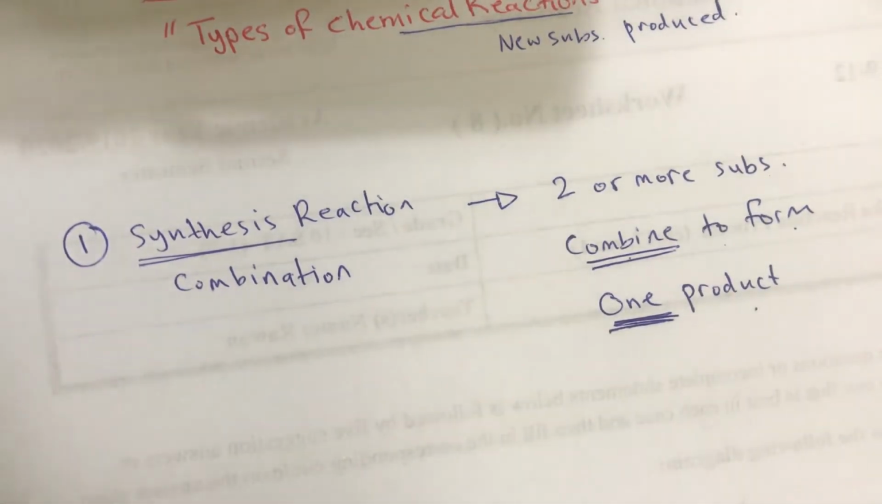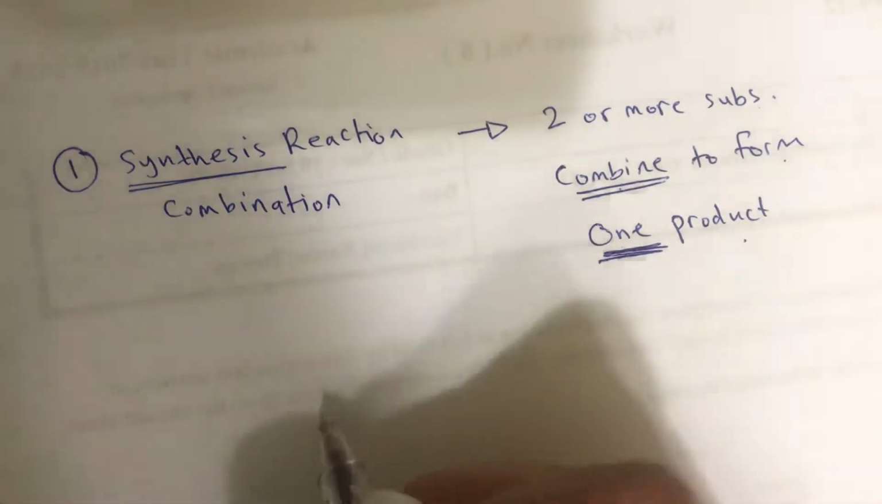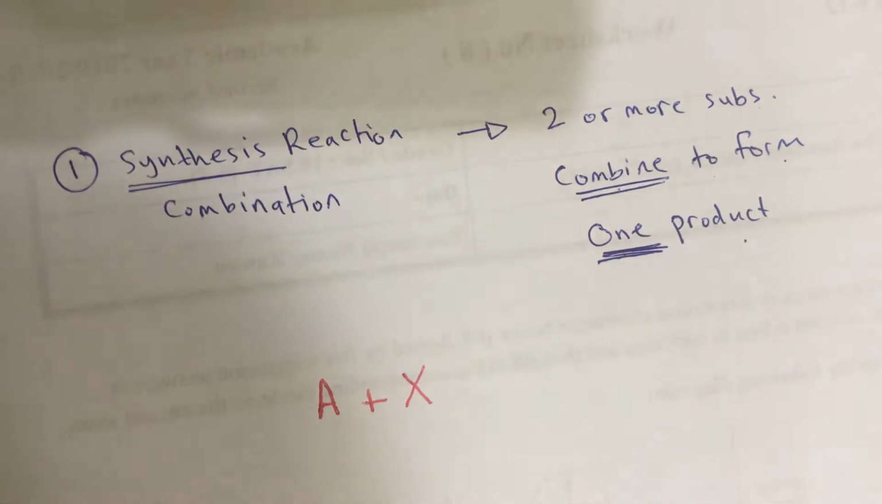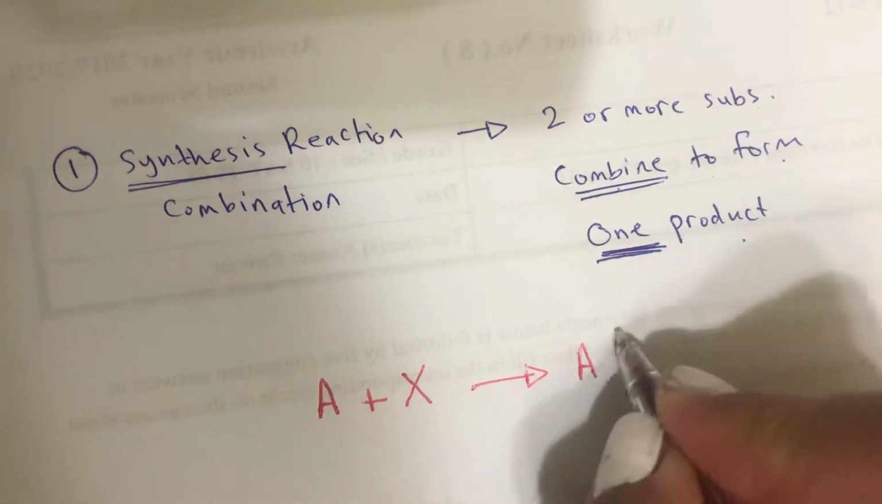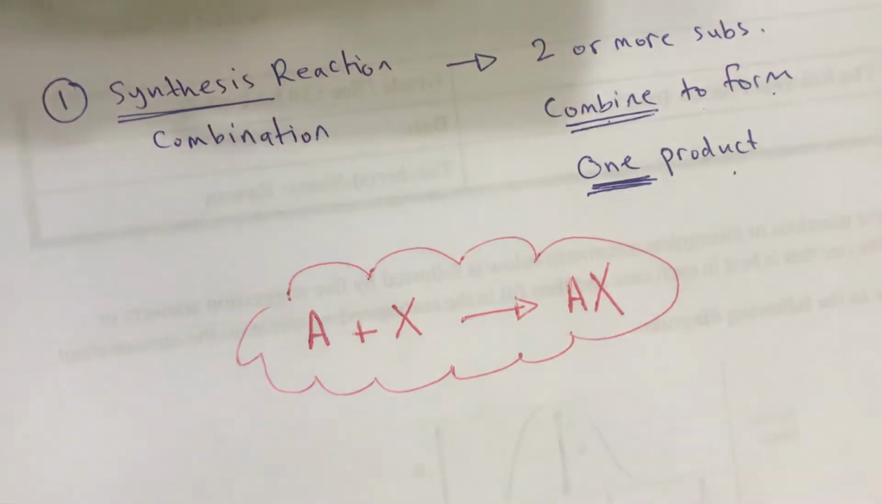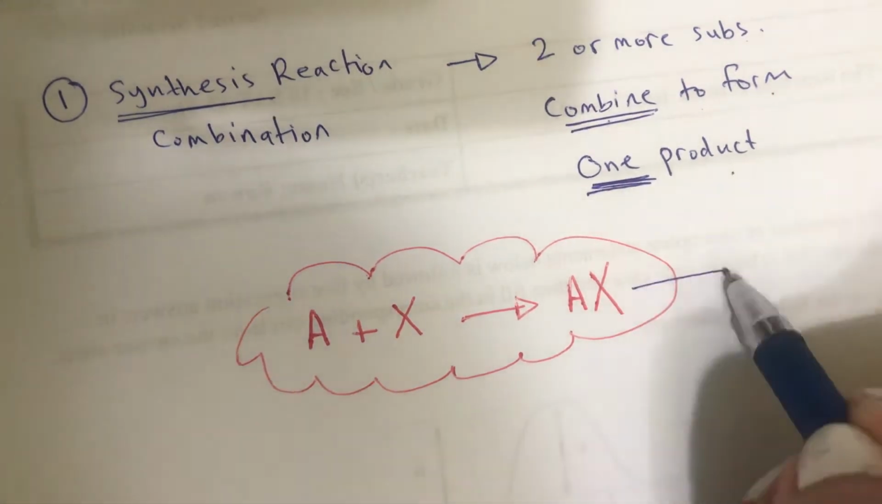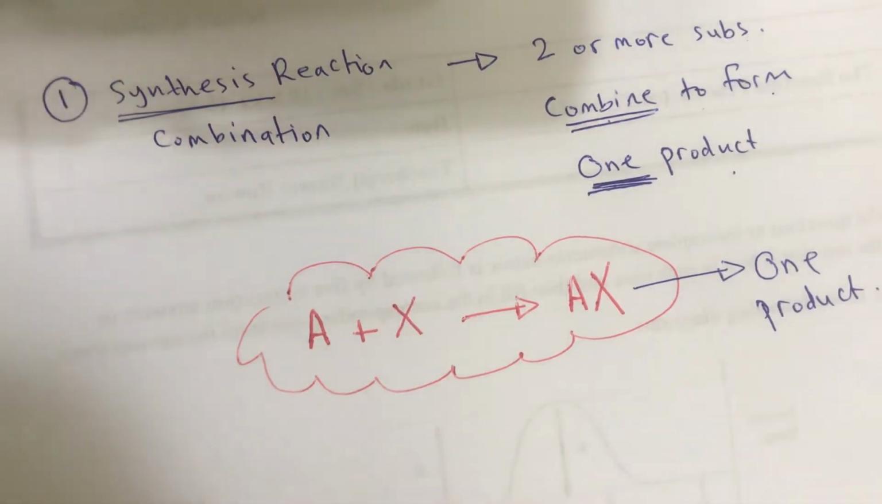So the general formula for synthesis reaction is, these are the reactants that combine with each other to form one product. So this is the general formula for synthesis reactions. So again, in synthesis reactions, one product. So in any chemical reaction, if you find one product, the type of this reaction is synthesis reaction.